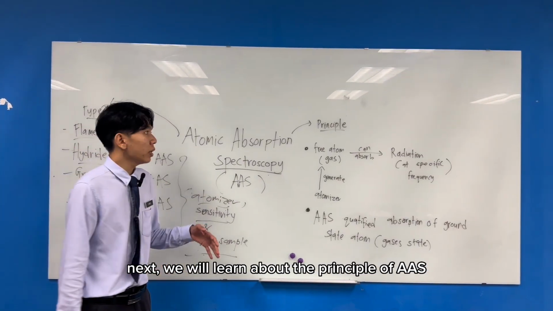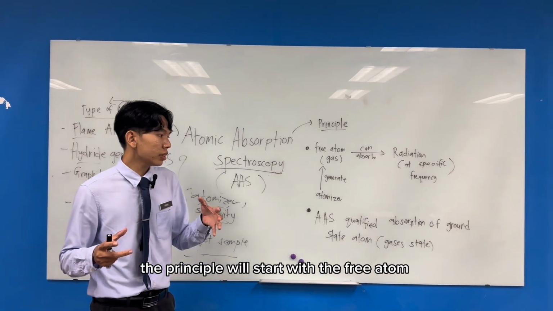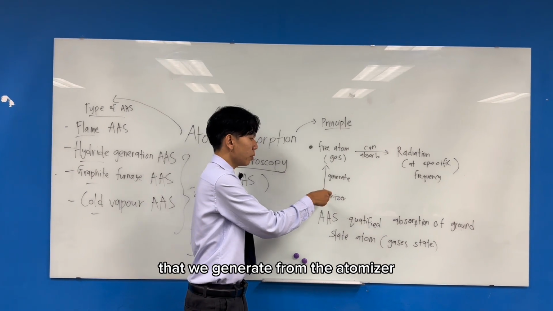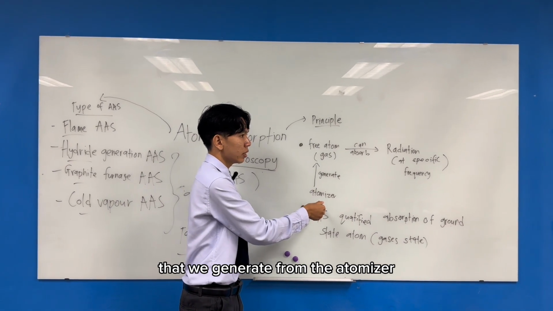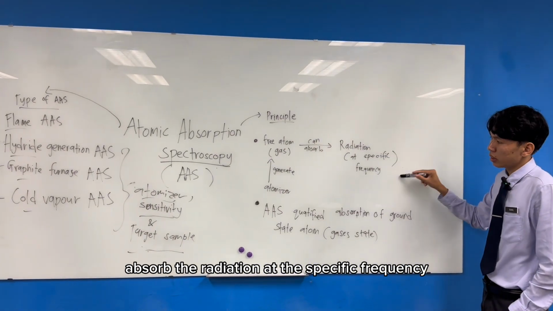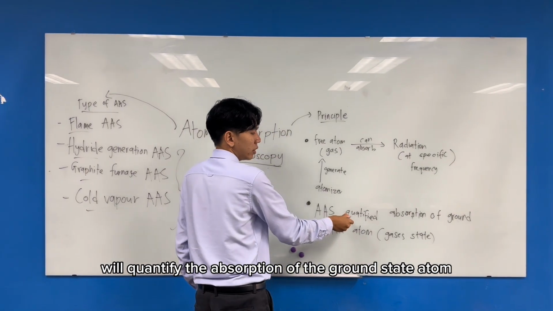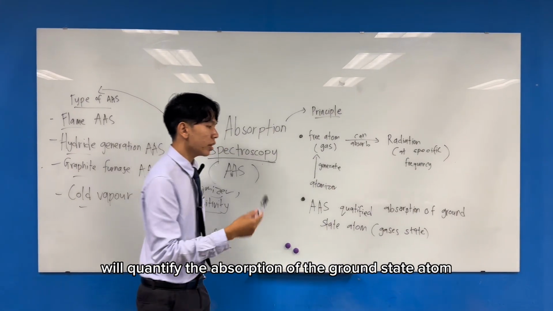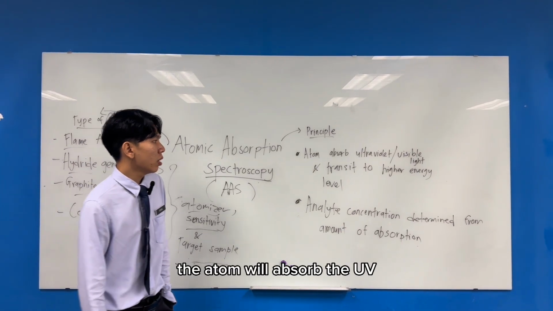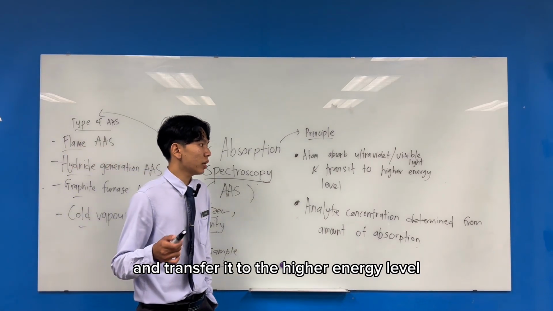Okay, next we will learn about the principle of AAS. The principle starts with the free atom, which is a gas, generated from the atomizer. The free atom will absorb radiation at a specific frequency. Next, AAS will quantify the absorption of the ground state atom, which is in the gas state. Next, the atom will absorb UV or visible light and transition to a higher energy level.